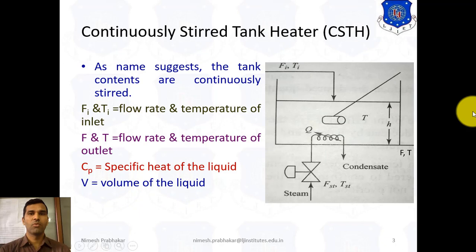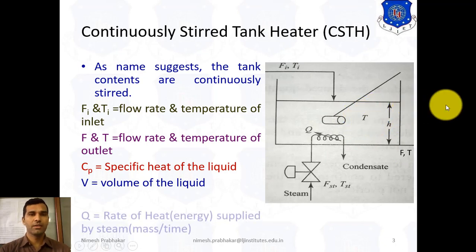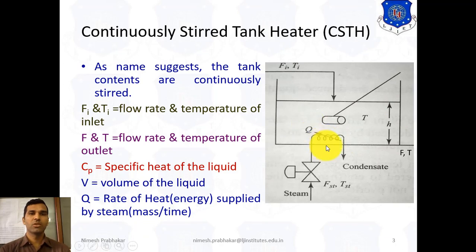Next is volume. V is the volume of the liquid inside this tank, and H indicates the height of the liquid inside this tank. Here we consider the temperature of the outlet and the temperature of the liquid inside to be the same. So the outlet temperature T and the tank liquid temperature are the same. Next one is Q. This Q is the rate of heat supplied by the steam, and the unit is energy per time. So this is a diagram of the continuously stirred tank heater.